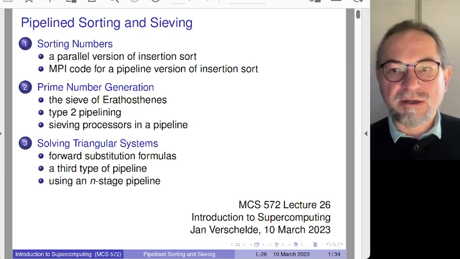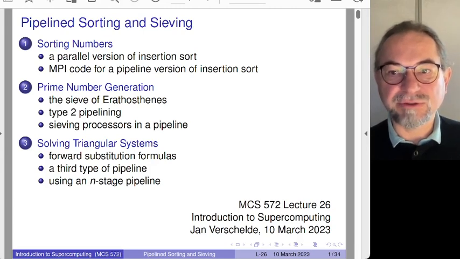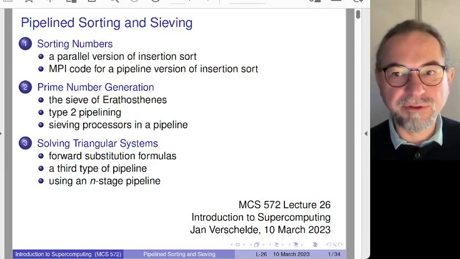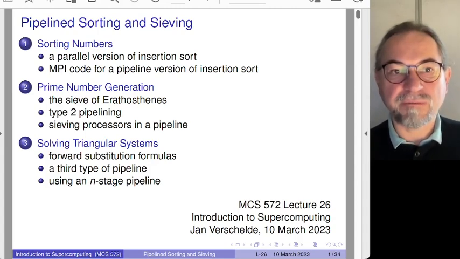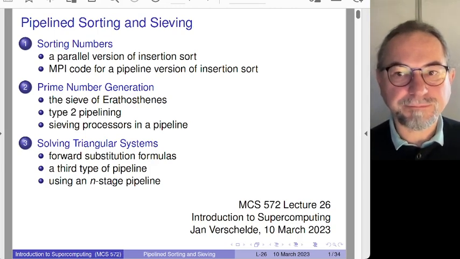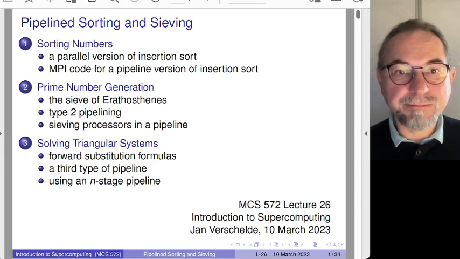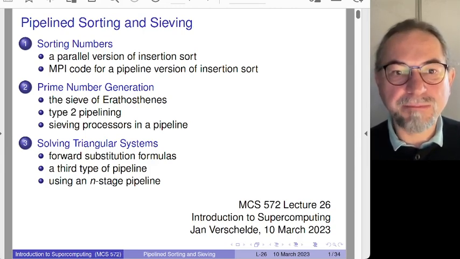In this lecture we consider two other types of pipelines where there is already speed up if you consider one instance. So you consider the big problem and you decompose it in functions. So pipelining is an illustration of functional decomposition. So I will illustrate pipelining with three important problems: sorting, prime number generation, and the solving of triangular systems.